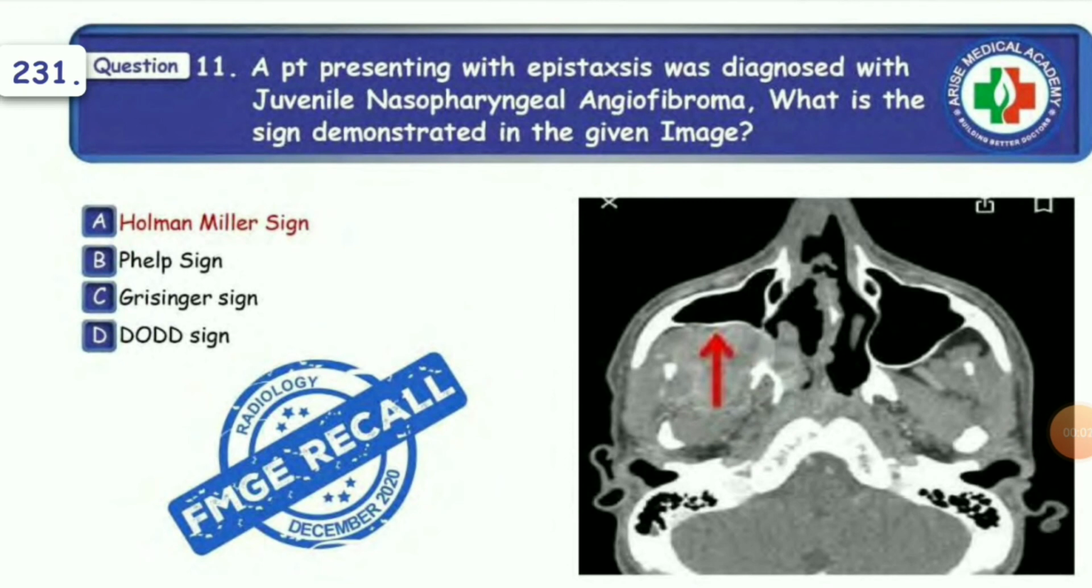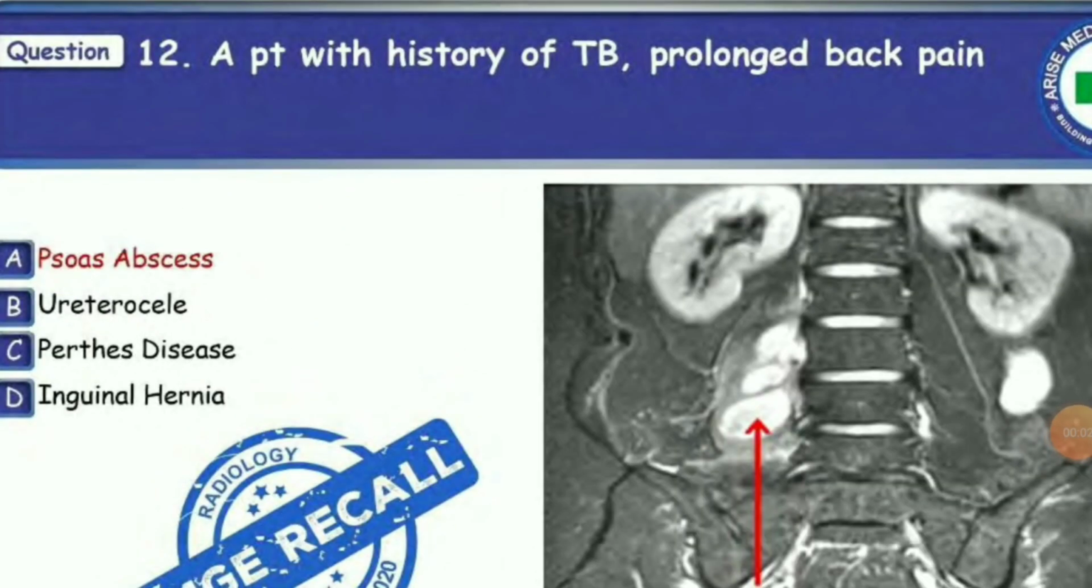Next question, a patient presenting with epistaxis was diagnosed with juvenile nasopharyngeal angiofibroma. What is the sign demonstrated in the given image? The answer is Holman-Miller sign. Next question, a patient with history of TB and prolonged back pain. The answer is psoas abscess.